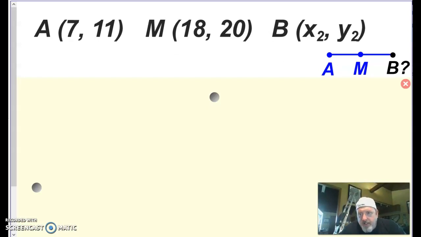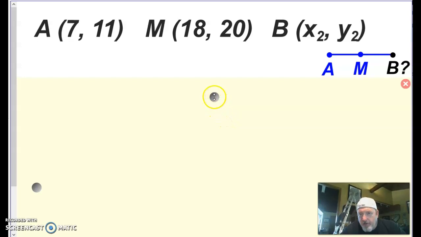Okay, here's a slightly different example. I'm not going to go through 42 examples of finding the midpoint given A and B. You know how to do that. You can add your x's, divide by 2, add your y's, divide by 2. So I don't need to keep going through examples of that for this class. This one's slightly different. Here we were given the endpoint A, and we were given the midpoint M. What we were not given was the other endpoint.